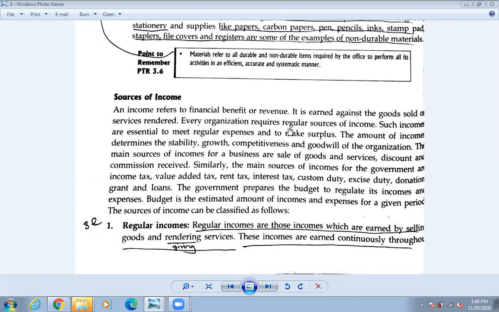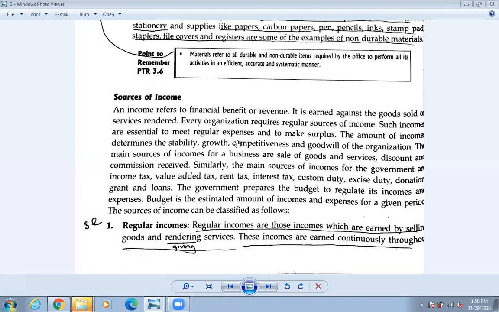Every organization requires a regular source of income, and such income is essential to meet the regular expenses. Okay. So there are regular expenses, like house rent has to be paid. Regular expenses: it is not that one time it is 1 lakh rupees and another time 5,000 rupees. It doesn't happen like that. So it is regular. That means you need to pay it regularly.